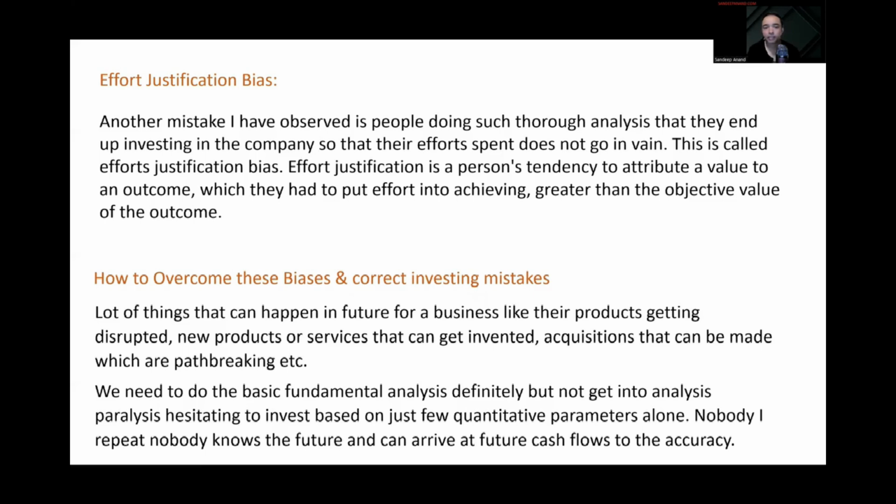How to overcome all these biases and correct the mistakes? Lots of things can happen in future for a business, like their products getting disrupted, new products or services that can get invented, acquisitions that can be made which are path breaking. AMD, we know, the Nvidia, for example. There are many companies who are not doing very well, and then they acquired a company that went on to do super. And there are many examples like that. I can't think of them at my fingertips, but there are many examples, especially in the healthcare sector, pharmaceutical sector, where some of the path breaking companies are acquisition candidates in many firms, and some companies grow just on acquisitions, and we don't know which acquisition will really turn the corner.